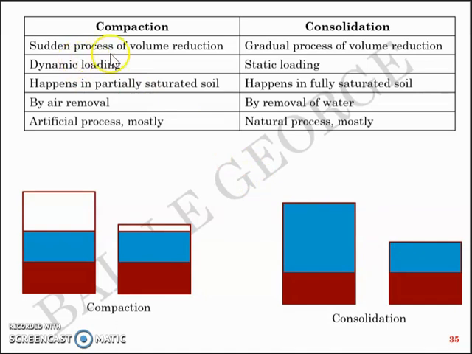Compaction is a sudden process of volume reduction, whereas consolidation is a gradual process of volume reduction. Compaction is dynamic loading, whereas consolidation is static loading. Compaction happens in partially saturated soil, whereas consolidation is something that is in fully saturated soil. Compaction is by air removal, whereas in consolidation it is a removal of water. Compaction is usually an artificial process, whereas consolidation is usually a natural process.